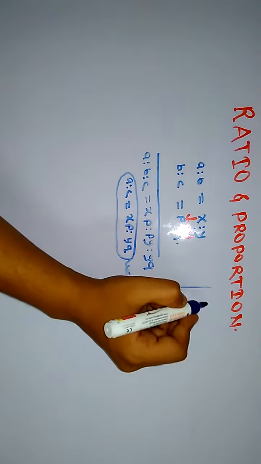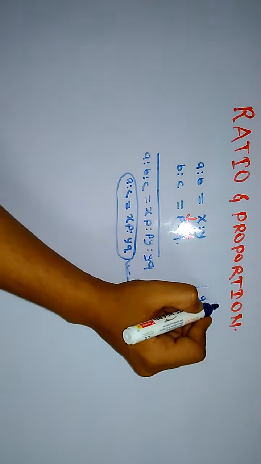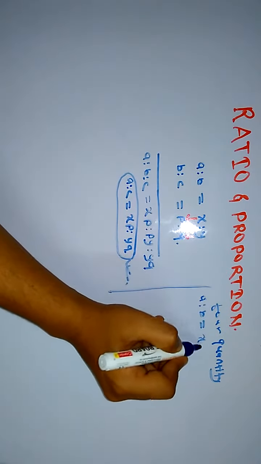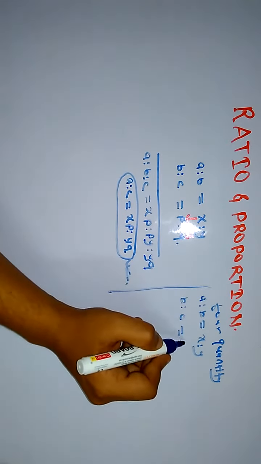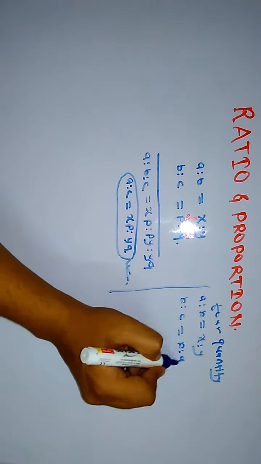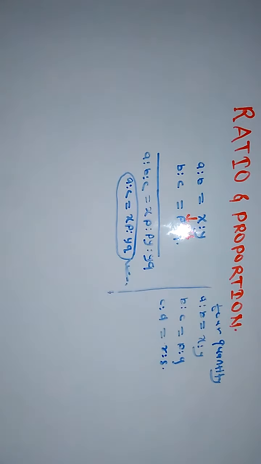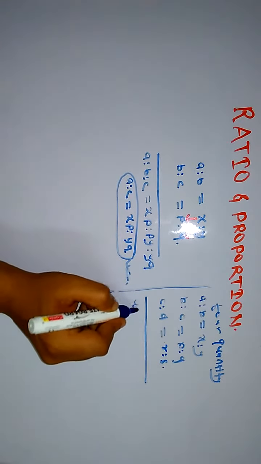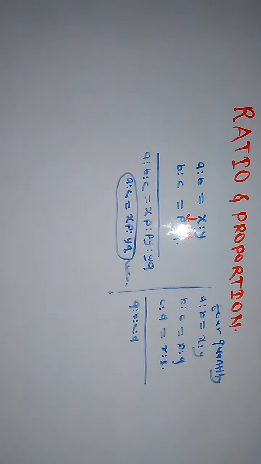Also, this is actually for two quantities, and if it is of three quantities, and if it is of four quantities, I am saying four quantities. If a is to b equals x is to y, b is to c equals p is to q, and c is to d equals r is to s. So how will we calculate a is to b is to c is to d? This much I have to calculate. Okay, so how will we calculate it?